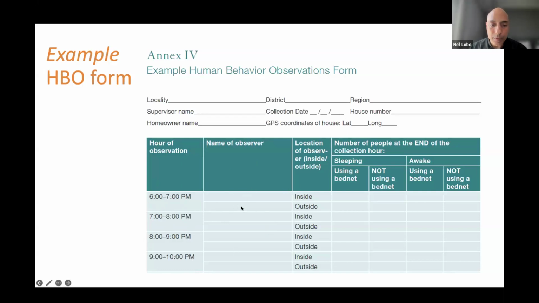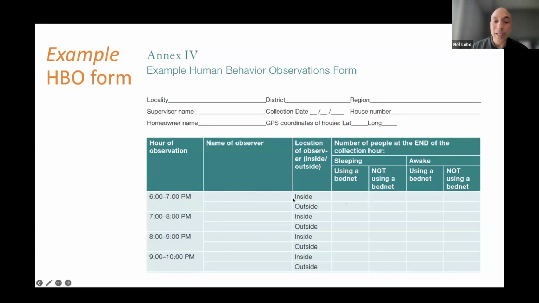The name of the observer, who is collecting the data. Let's say it's Neil Lobo. I'm collecting the data inside. And I'm collecting the number of people at the end of that hour, end of that data collection hour, the end of that HLC hour. We're collecting the number of people who are sleeping under a bed net, not sleeping, not under a bed net, awake, using a bed net, awake, not using a bed net.